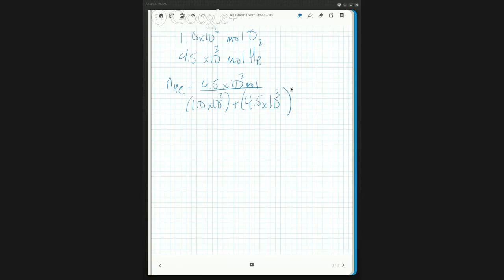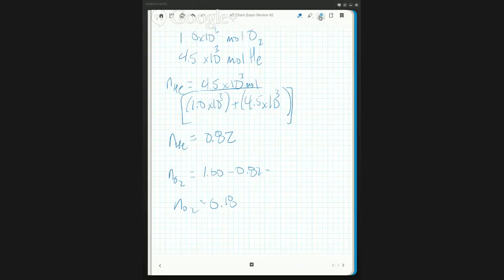And then I can put brackets around this down here. 4.5 exponent 3 divided by... So for the mole fraction of helium, I get 0.81811, which is 0.82. And then since it's just helium and oxygen, you could do the same thing to solve for the mole fraction of oxygen, or you could just subtract it from 1. So 1.00 minus 0.82 equals, for the n of O2, 0.18. So that's the mole fraction.